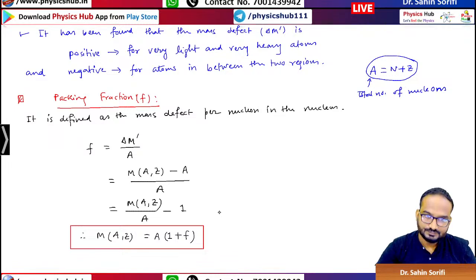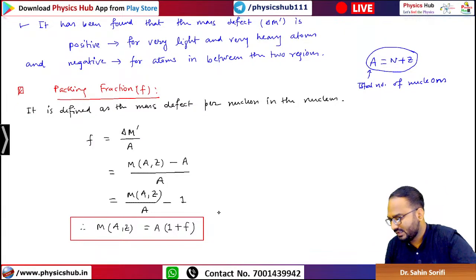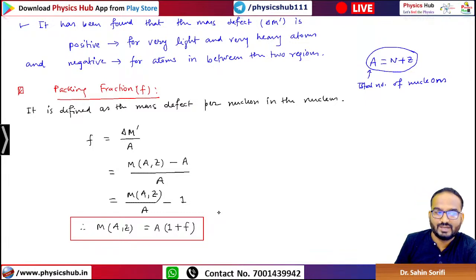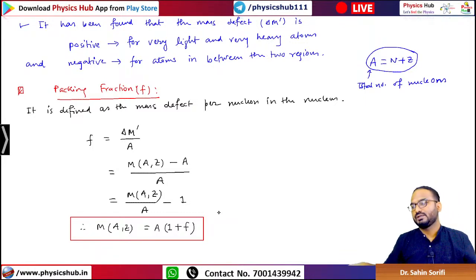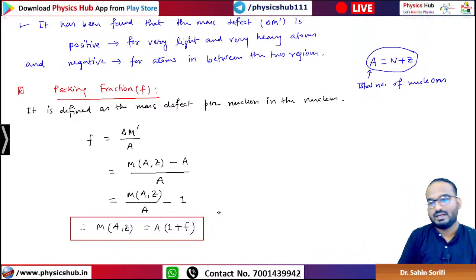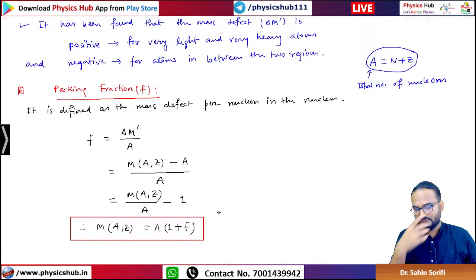So this is the expression used to represent the mass of the atom in terms of the packing fraction. Okay, I think this is enough for today. We'll continue from here. On the next day, we'll start with binding fraction, and from that we'll be explaining the binding energy curve. A lot of things are there. We will be taking up those things in the next session.